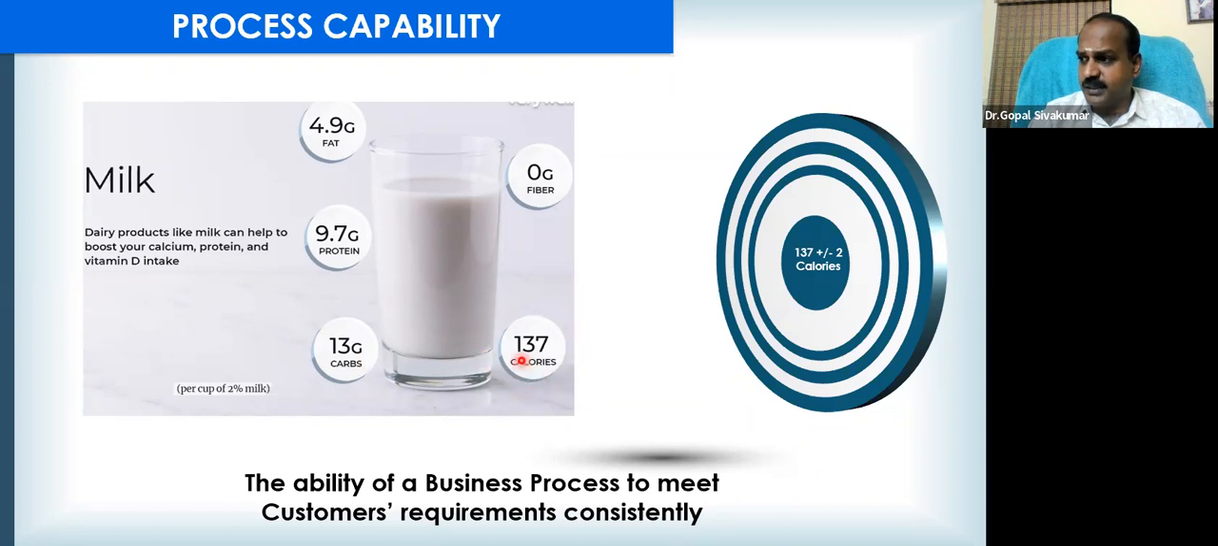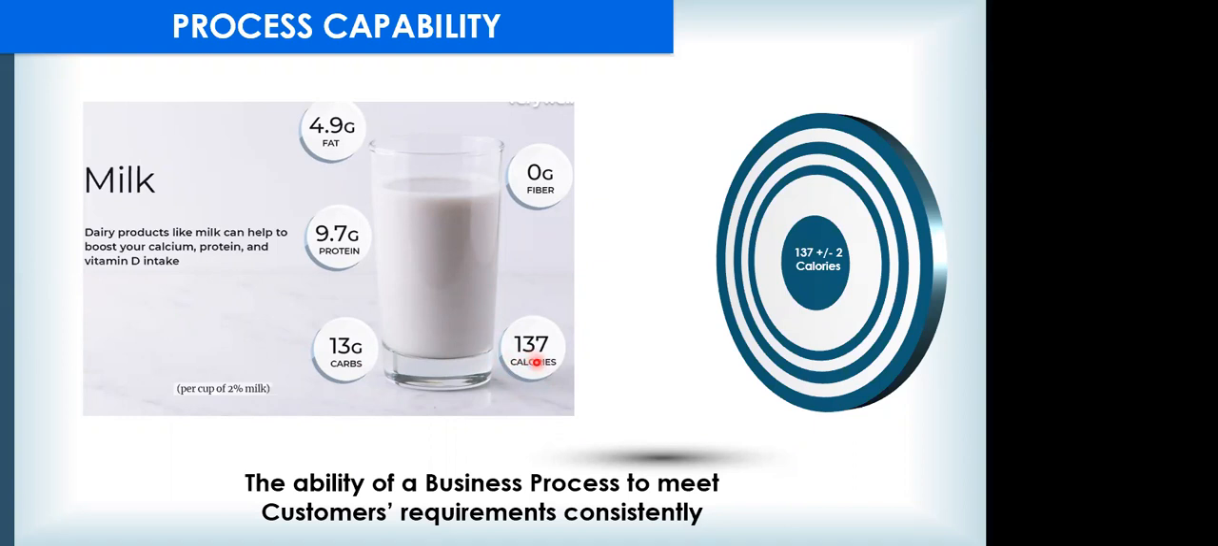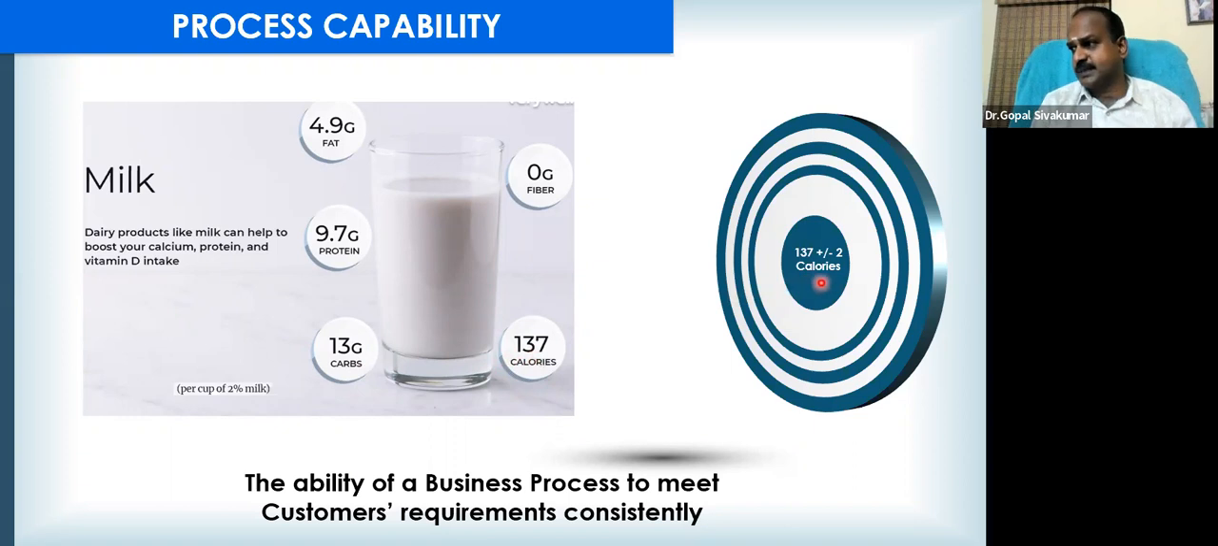The customer requirement is 137. Customer requirement is a pack of 100 ml milk should have 137 calories in it. Do you think you can produce milk 100 ml with exactly 137 calories in all the milk bottle? Is it possible? No. Very difficult, right? So there will be some tolerance. Customer knows that. Customer gives a tolerance. See here, 137 plus or minus 2.